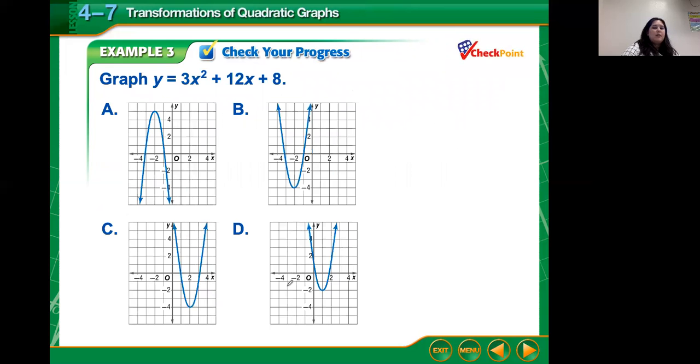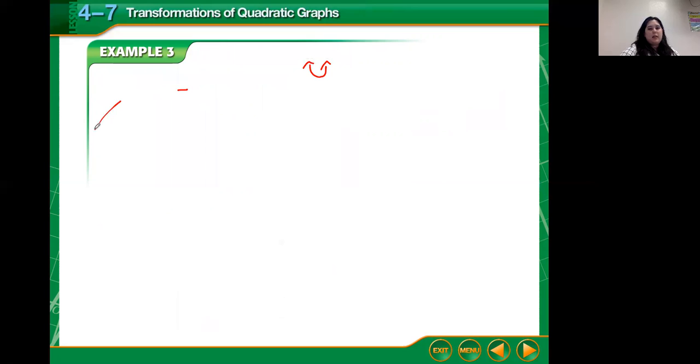So go ahead and graph 3x squared plus 12x plus 8. All right, let's take a look. Here we have a couple things that can help us out since this is a multiple choice test. A is positive, so that does tell me automatically that it opens upward. And by knowing that, we can cross out A automatically.